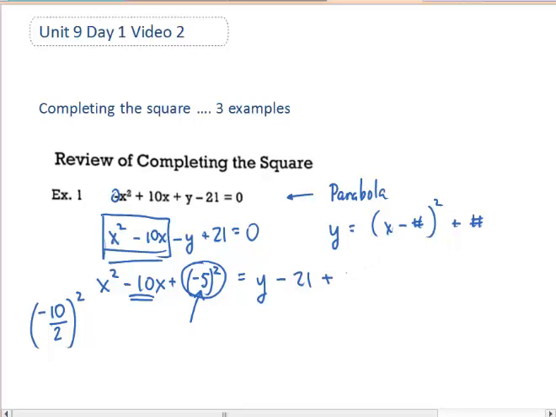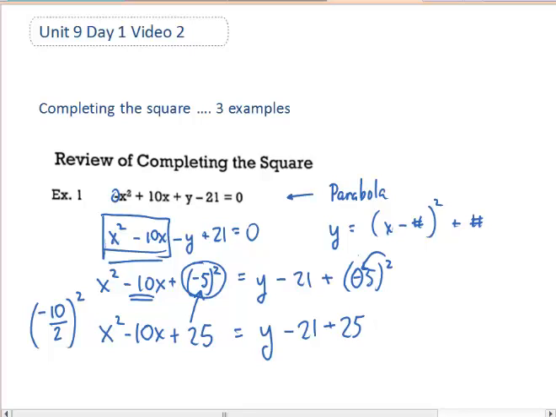So on the right side, I'm going to add that same -5 that's squared. So remember, -5 squared is 25. I'm adding 25 to both sides. So on this side, I'm going to have x squared minus 10x plus 25. And on this side, I'm going to have y minus 21 plus 25. And remember, the squared takes care of that negative, so that's why it's plus 25. Now on this side, this is a perfect square trinomial. So this is x squared, this is x minus 5 squared equals y plus 4.